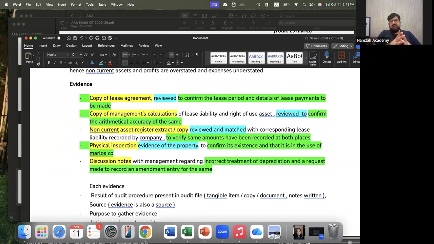I have done a similar analysis with you for procedures as well. Students normally come to me, Mr. Hamzah, we may fail. There is an examiner article published. We are not prepared for that.